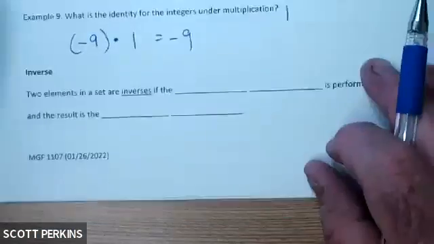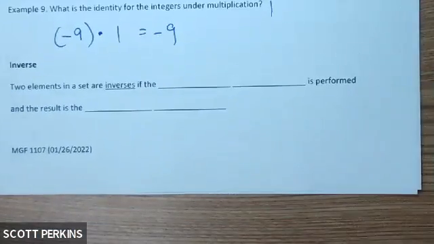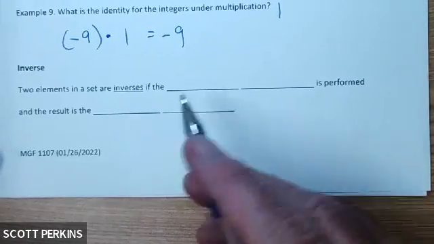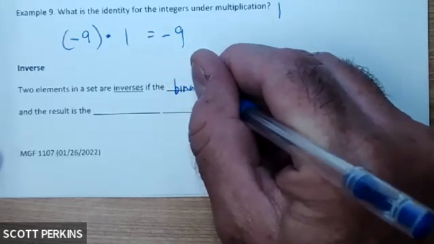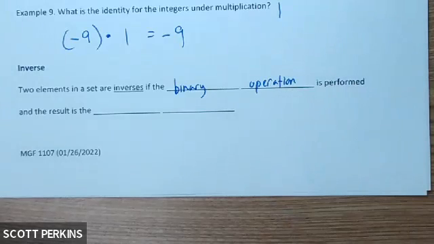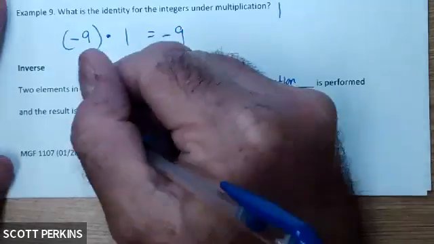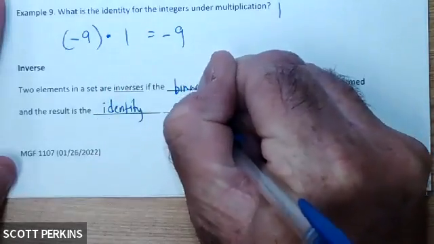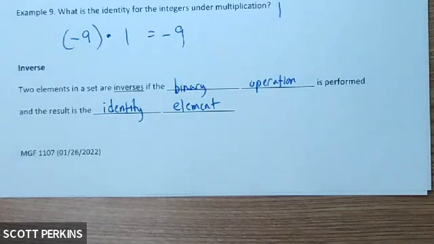All right, inverses. Okay, 2 elements in a set are what's called inverses if the binary operation is performed and the result is the identity element. Okay, I know, again, that's a lot of words. So I'm going to do a couple of examples with you here in a minute to illustrate what it means for 2 things to be inverses.